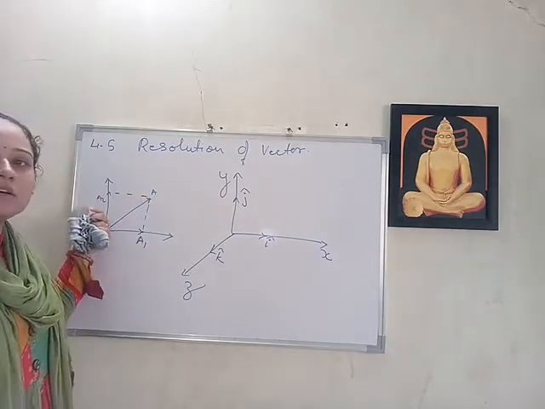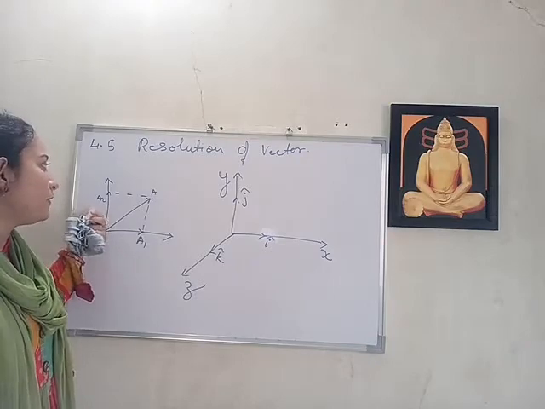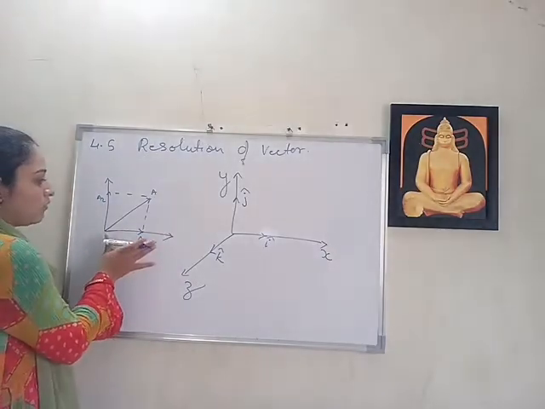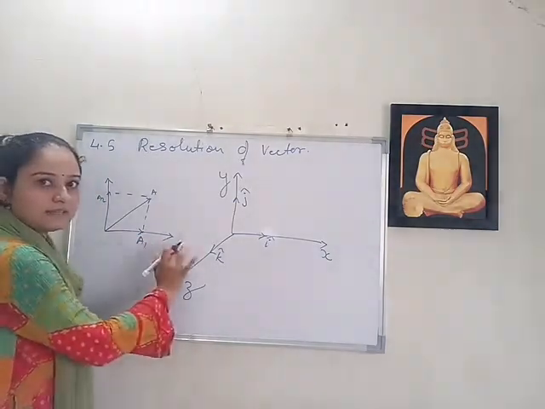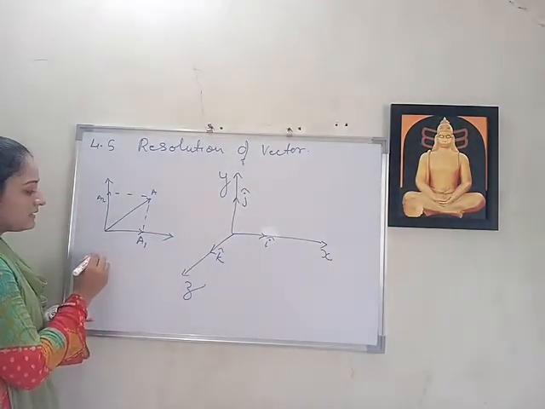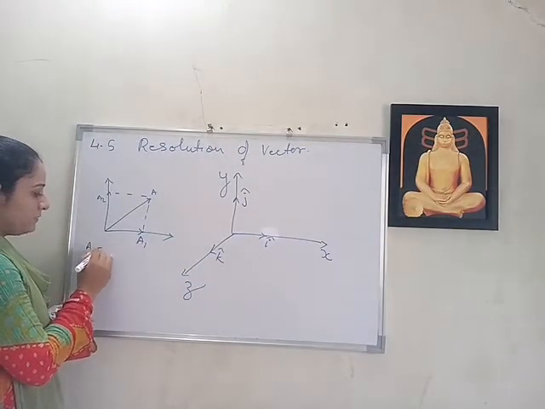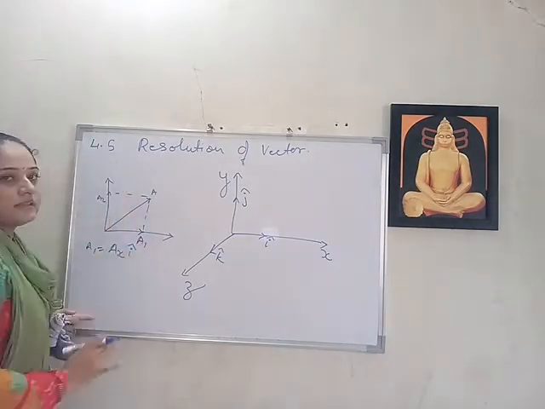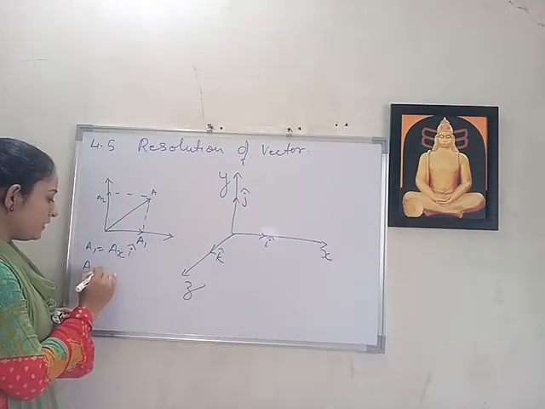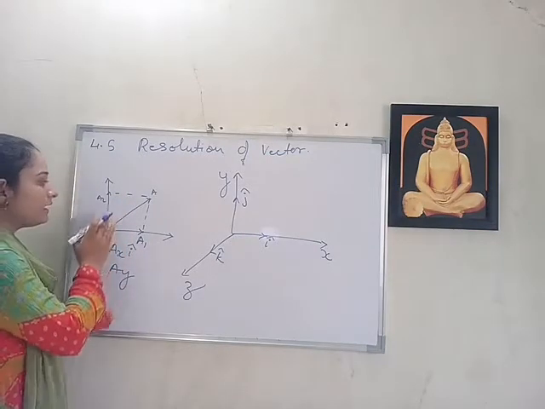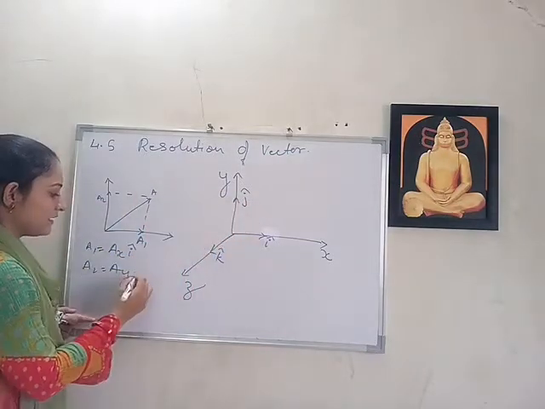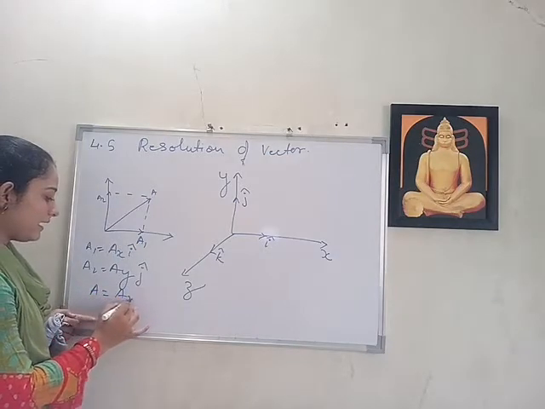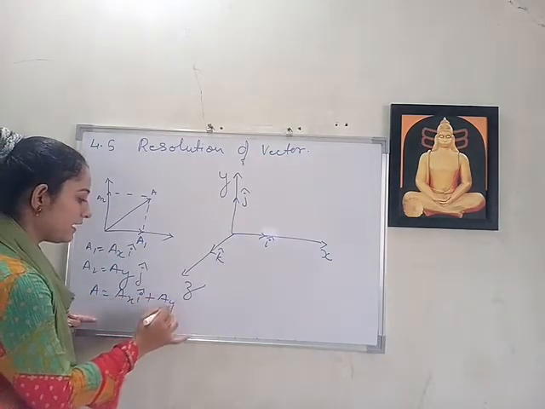A1 and A2 are the components of vector A. Now, how is it written? This is along the x-axis, so we will write A1 as Ax i. Same way, this is along the y-axis, so A2 will be equal to Ay. And in the y-axis, which component is there? j. So what is A? A will be equal to Ax i plus Ay j.